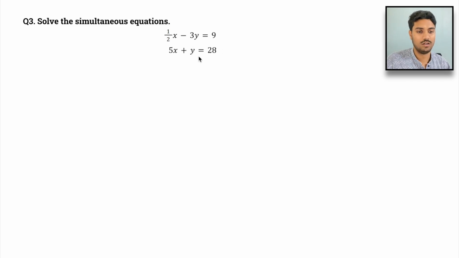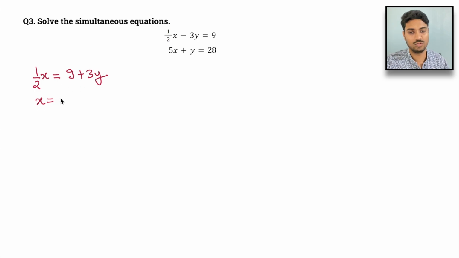So what to do here? I would like to use substitution method here again. So I can write the first equation as half x equals 9 plus 3y, so that x equals 2 multiplied by 9 plus 3y. So I can write x equals 18 plus 6y.